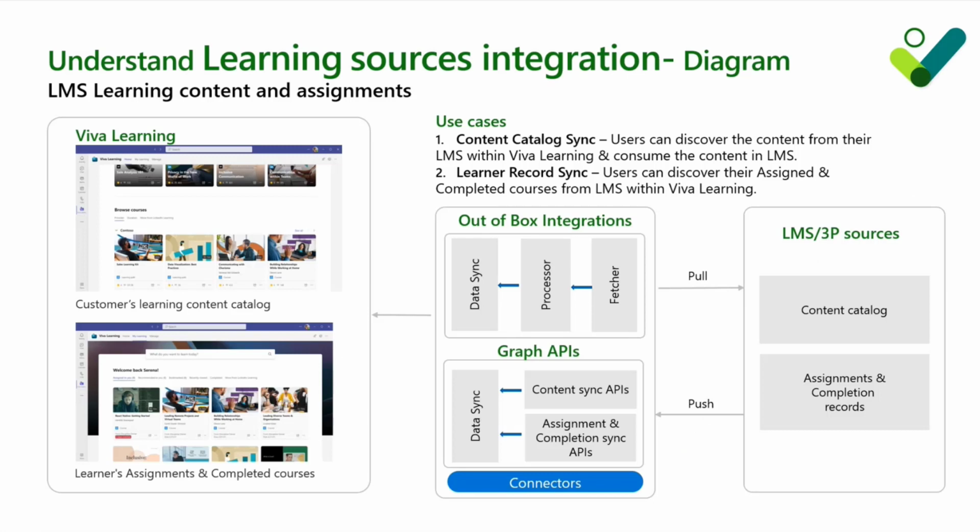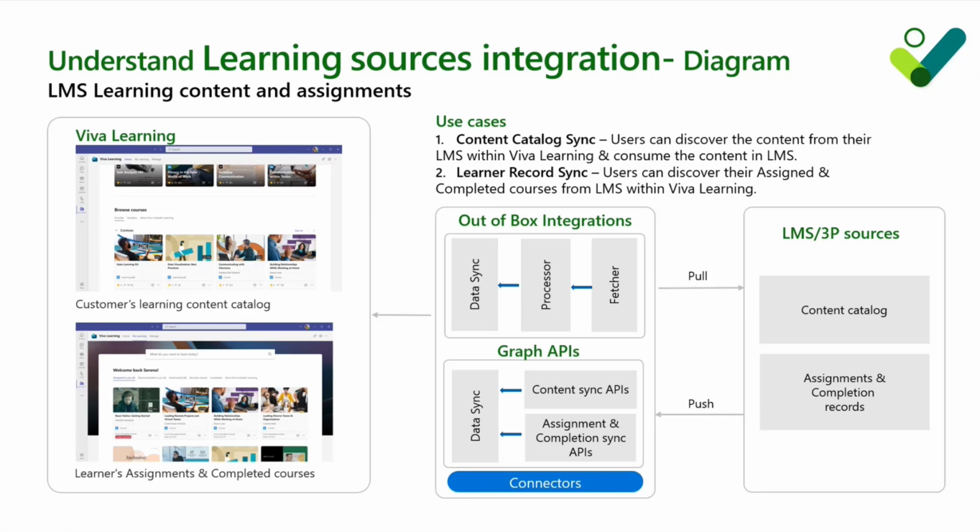This particular slide shows us how the learning sources integration at Viva Learning works. There are two use cases that we are supporting. The first one is the content catalog sync. Users can discover the content from their LMS or the learning providers within Viva Learning and consume this content within the Viva Learning or their provider platform. Then we have the learner record sync, which helps the users to discover their assigned as well as completed trainings from their learning provider within Viva Learning.